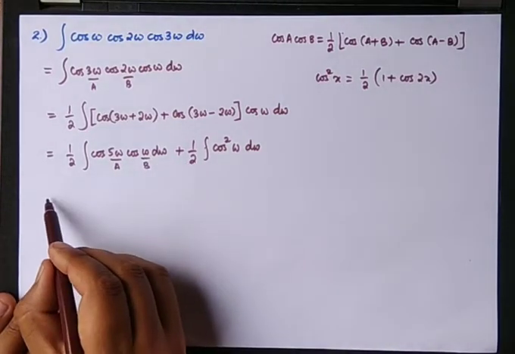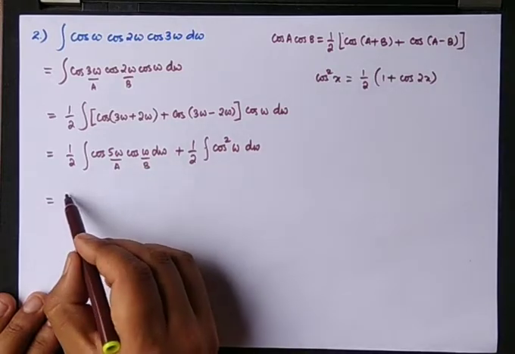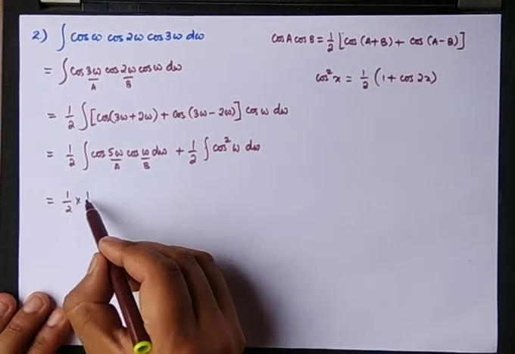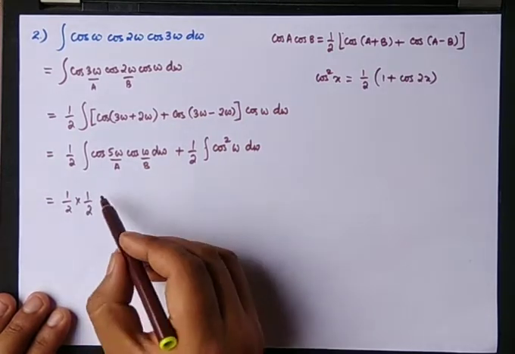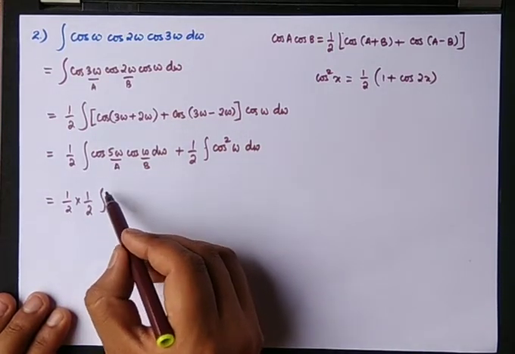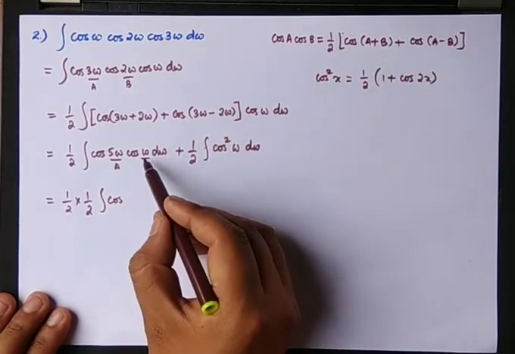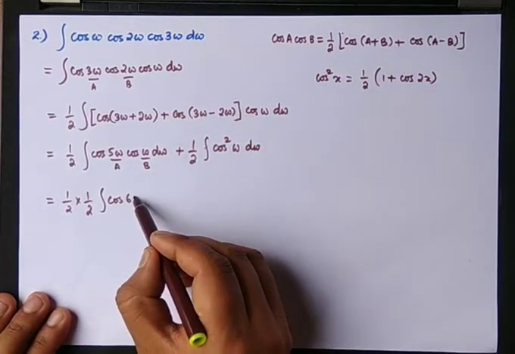Okay, so if I apply the same formula, then I'm going to have half. Again, half is there, so that half can be taken outside as common. So this can be written as cos(A plus B), that is A plus B is 5 omega plus omega, which gives me 6 omega.